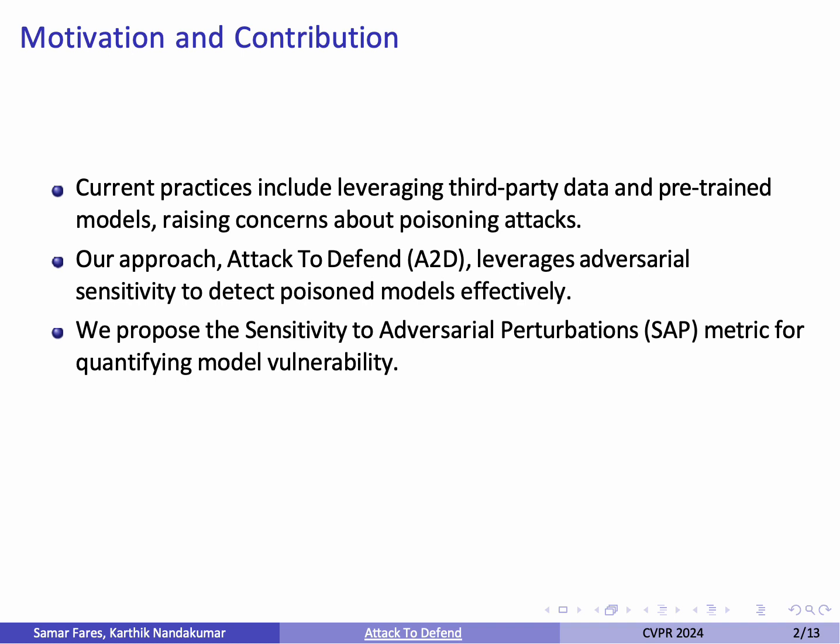In this work, we propose a simple yet effective method for detecting poison models by examining their behavior under adversarial attacks. The A2D framework generates strong adversarial attacks against the reference model and probes the target model using the generated attacks. And we propose a new metric called sensitivity to adversarial perturbations to quantify the sensitivity of an ML model to adversarial attacks at a specific perturbation bound.